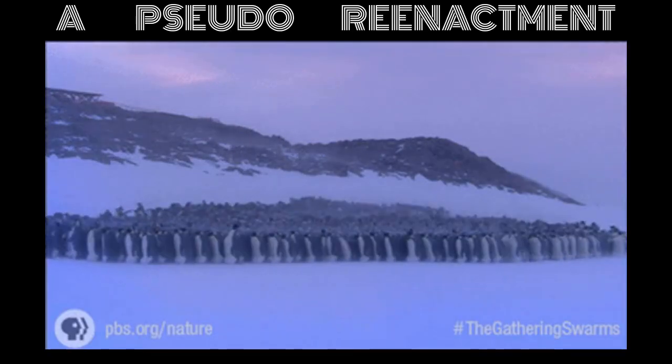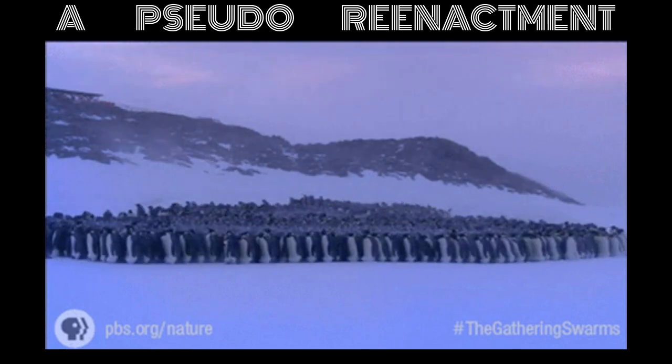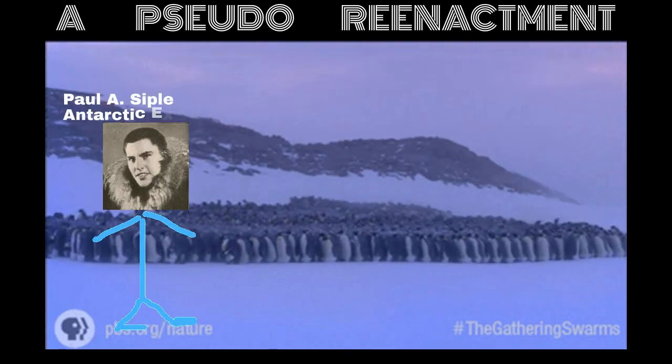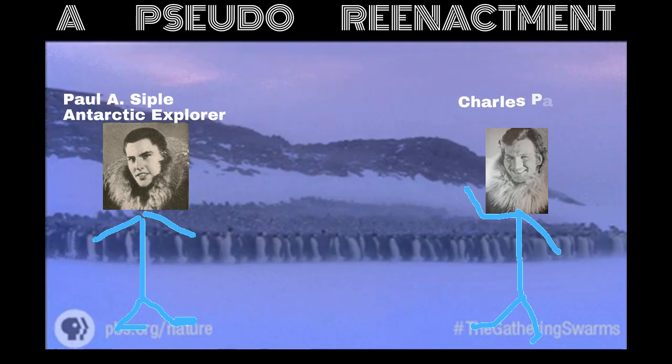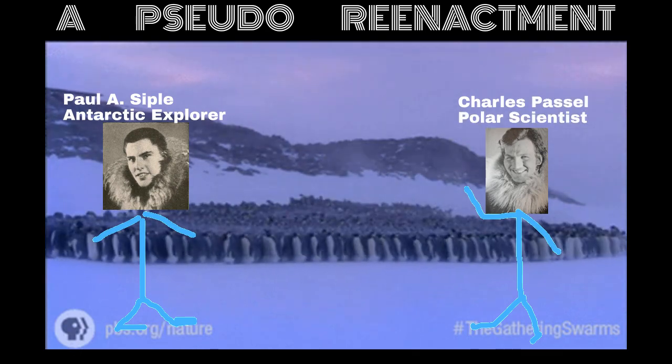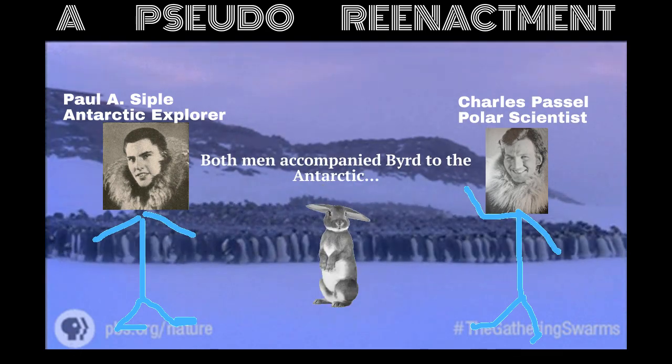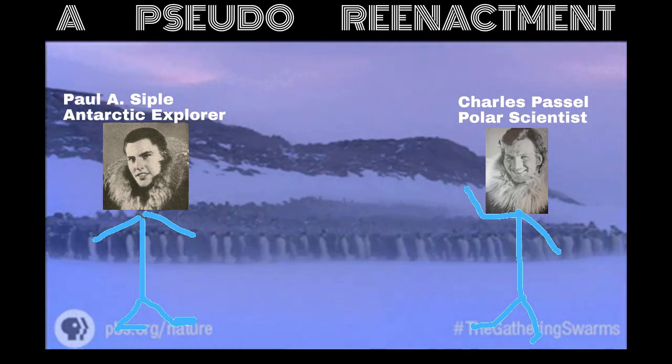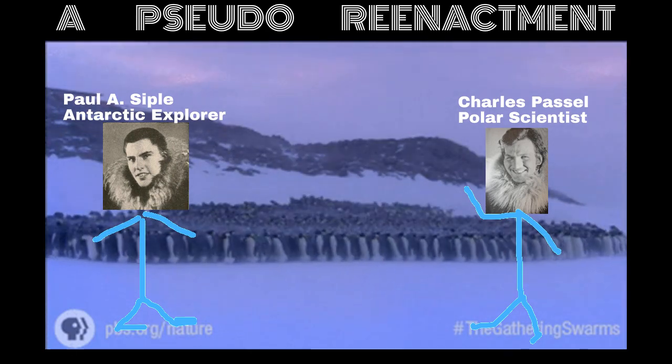The original formula for calculating wind chill was discovered by Paul A. Seipel, an Antarctic explorer, and Charles Passel, a polar scientist, in 1945. Yep, that's enough for me. But, just for poops and chuckles, let's continue.